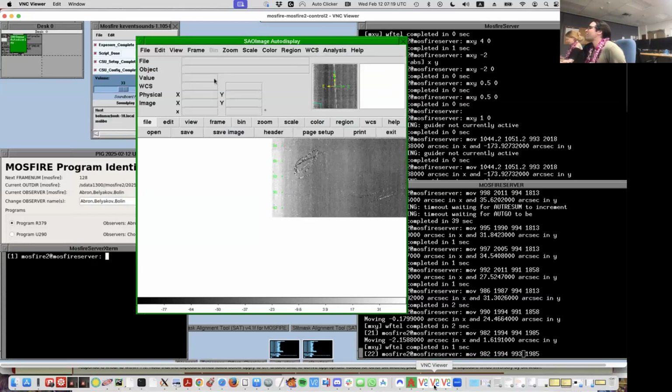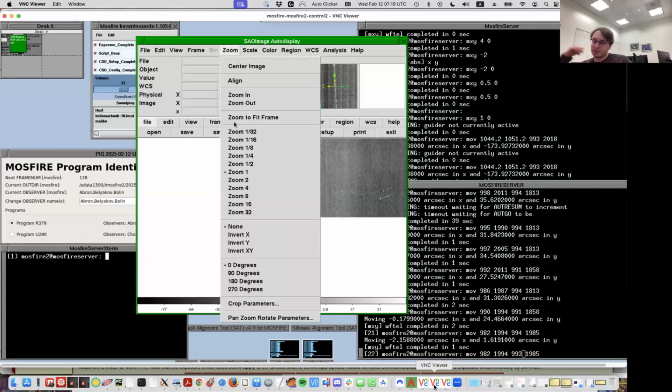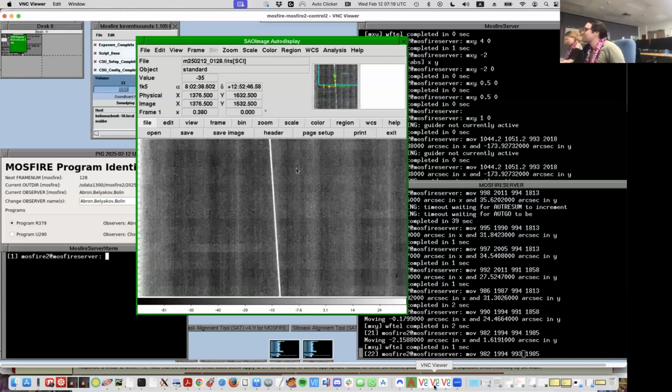Exposure complete. So we now know not to play around with the projection thing while an exposure is finishing up. Yeah, it must crash it, I think. Yeah, it causes it. Exposure complete. You know, it's the way astronomy is.